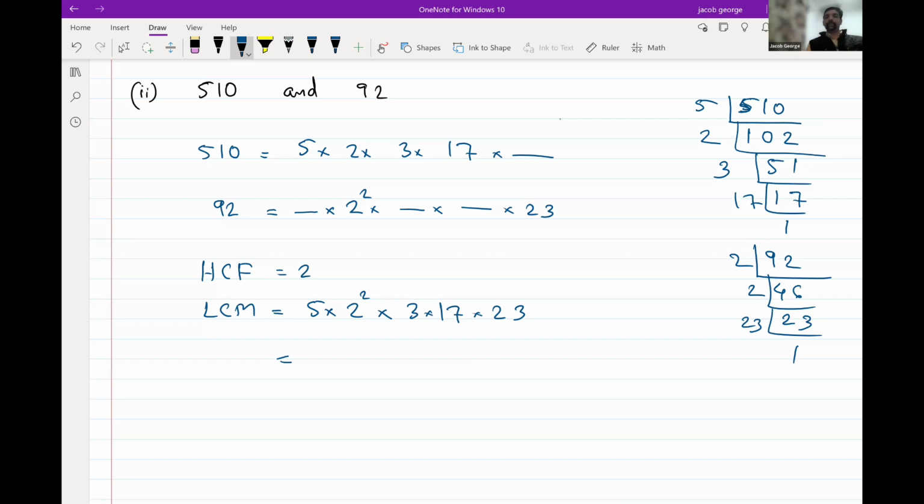Okay, multiply this. 2 square is 4. 5 into 4 into 3 into 17 into 23. 5 into 4 is 20. 20 into 3 is 60. 60 into 17 into 23. All of you please multiply it carefully. And those who finished online can send me the answer. Chris got it, right?